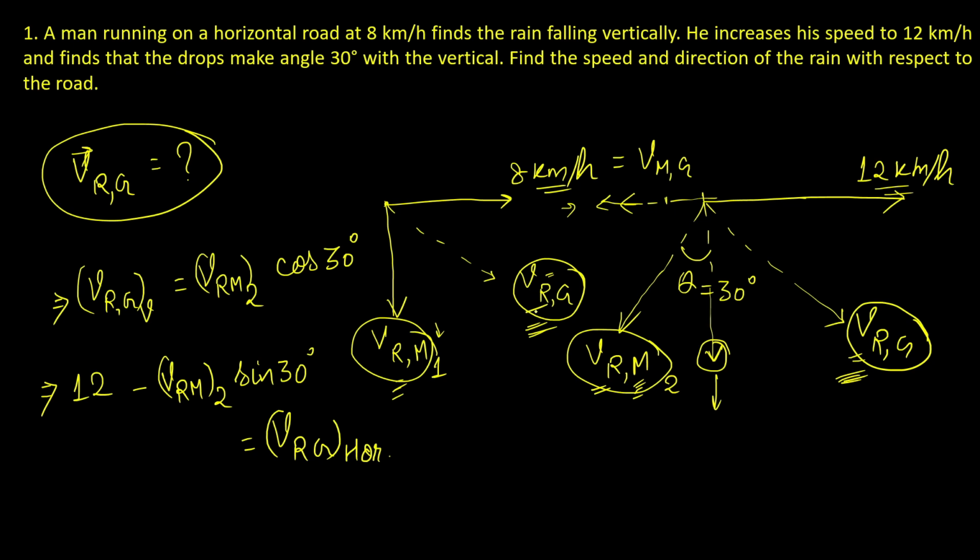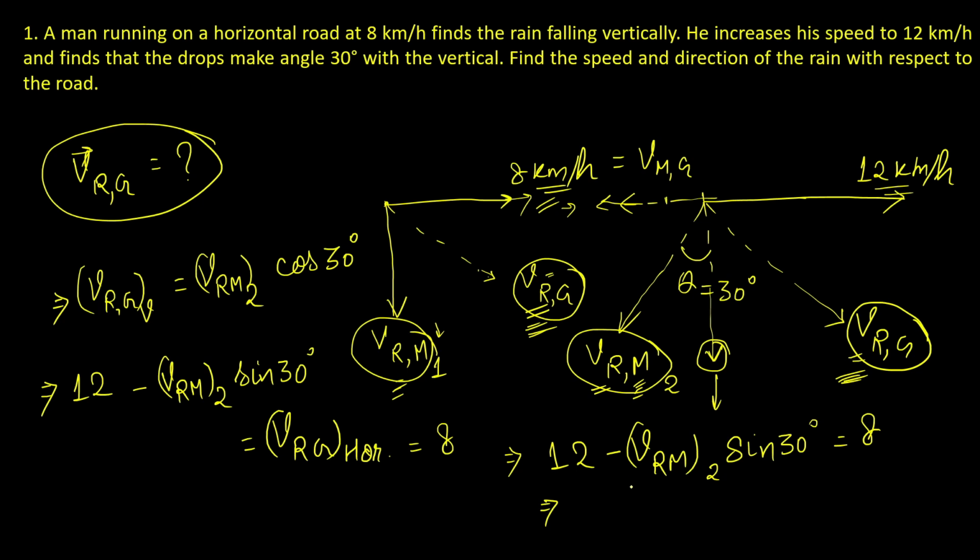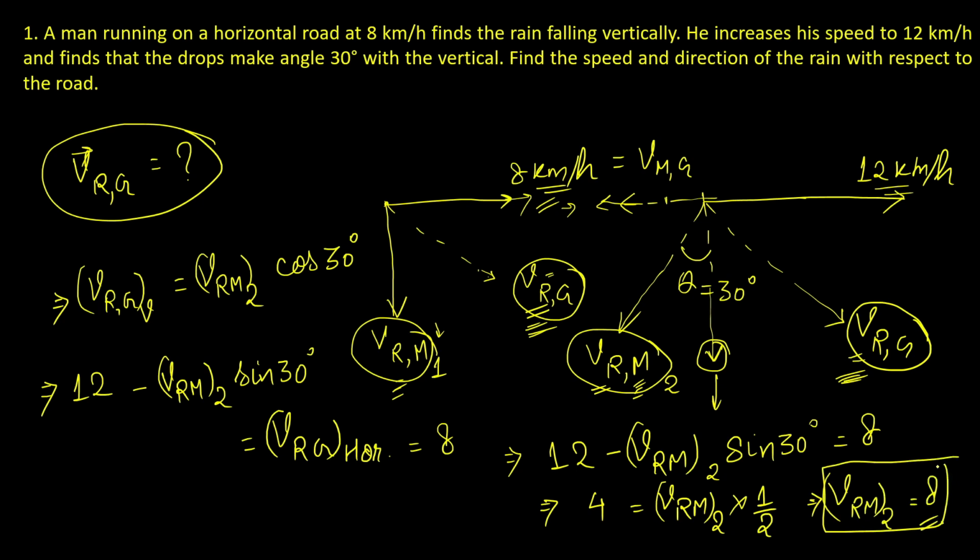But from here you can see that V_RG in the horizontal direction will be 8 km per hour. So let us write this as 8. If you solve this, this is nothing but 12 minus V_RM2 sin theta, that is 30, is equal to 8. So this will be 12 minus 8, that is 4, is equal to V_RM2 sin theta, which is nothing but half. So from here V_RM2 is what? That is 8. V_RM2 is nothing but 8.